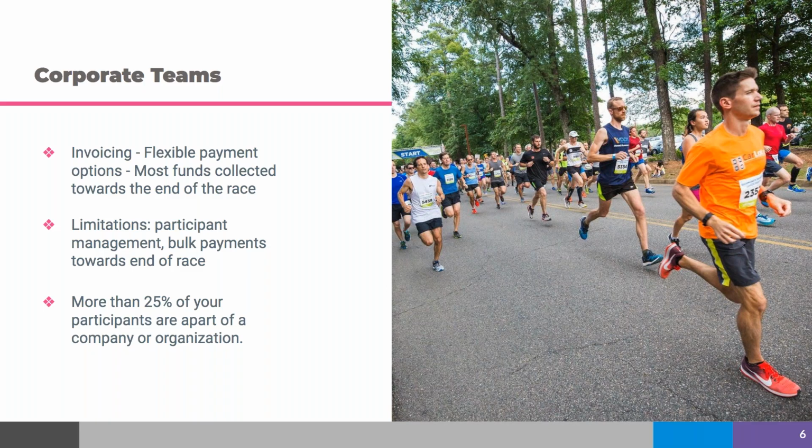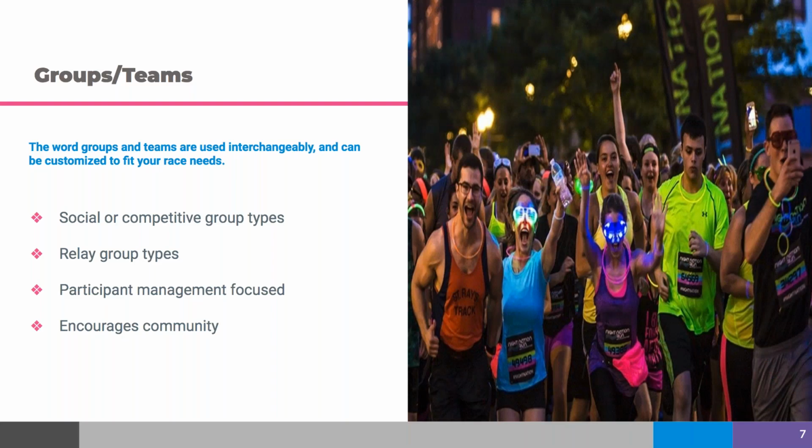Our third category are groups and teams. Now this is the one that's most widely used on our platform, and we use the term groups teams because they are interchangeable, and we want you to be aware that you can customize this to fit your race needs. From social or competitive group types to relay group types such as triathlons or a 2-3 person leg relay race. That's what we're looking for with the groups and team setting.